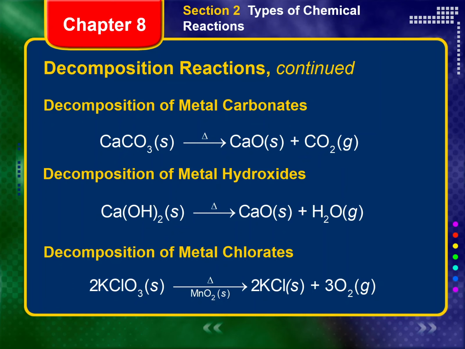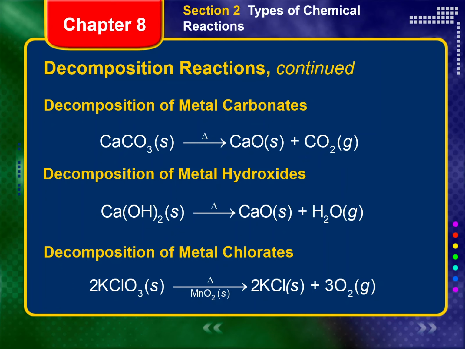All metal hydroxides, except those containing group 1 metals, decompose when heated to yield metal oxides and water. For example, calcium hydroxide decomposes to produce calcium oxide and water, according to the equation in the middle of your screen now. When a metal chlorate is heated, it decomposes to produce a metal chloride and oxygen.